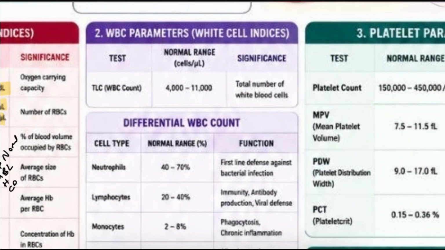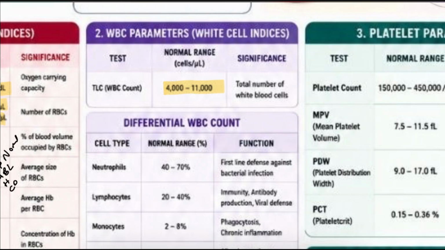Next we can see some WBC parameters, the white blood cell indices. The main function of white blood cells is to fight against infections. Here we can see the total leukocyte count. Normal WBC is 4,000 to 11,000.